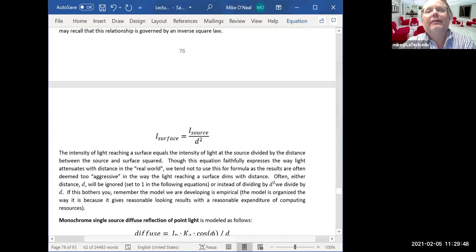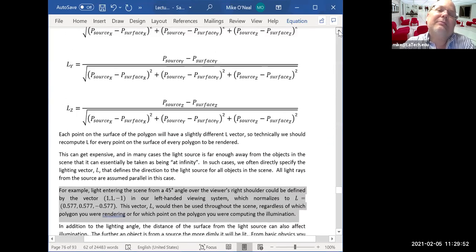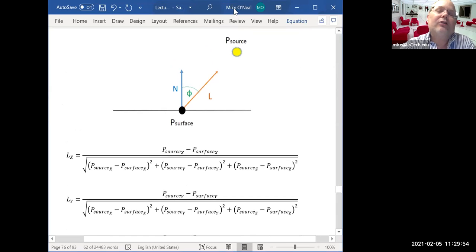So there's one other thing that we need to think about. I said we're normally going to cheat and consider this light source at infinity, so all the light rays will be the same, they'll be parallel, so we'll just have one lighting vector for every point source. Okay, fine, we can make that assumption.